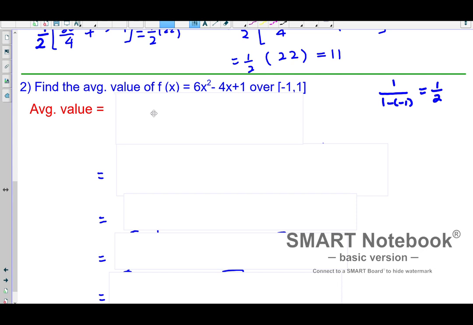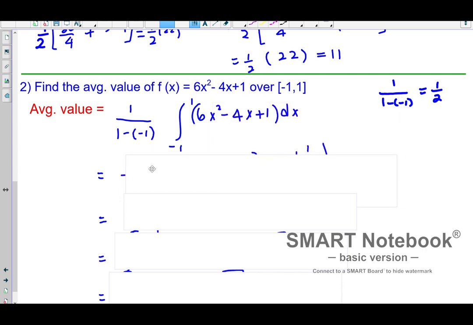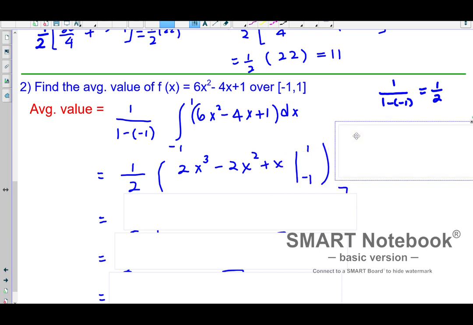Okay, so finding the average value: 1 over 2 times the integral from -1 to 1 of our function, 6x squared minus 4x plus 1. And let's take the antiderivative of the function: 6x to the 3 over 3, that's 2x to the third, minus 4x squared over 2, that's minus 2x squared. And the integral of 1 is just x, going from -1 to 1.